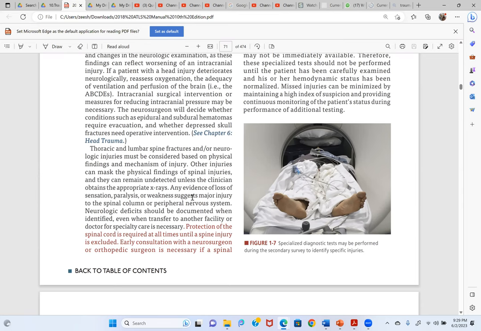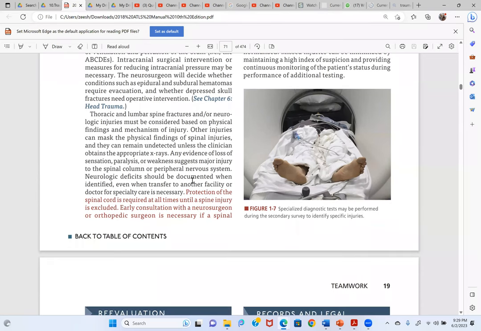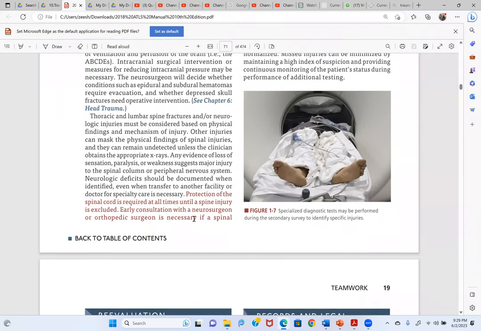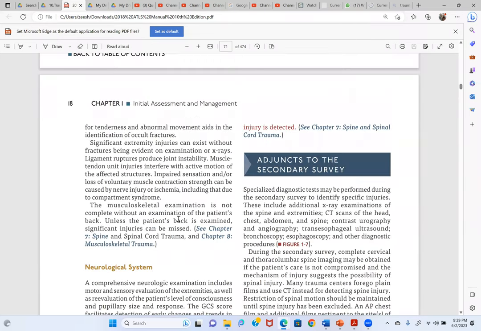Any evidence of loss of sensation, paralysis, or weakness suggests a major injury to the spinal column or peripheral nervous system. So neurological deficits should be documented when identified, even when transfer to another facility or doctor for special care is necessary. Protection of the spinal cord is required at all times until a spinal injury is excluded, according to the NEXUS criteria or the Canadian C-spine rule. Early consultation with a neurosurgeon is necessary if a spinal injury is detected.